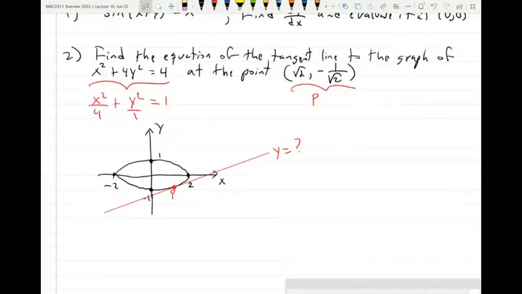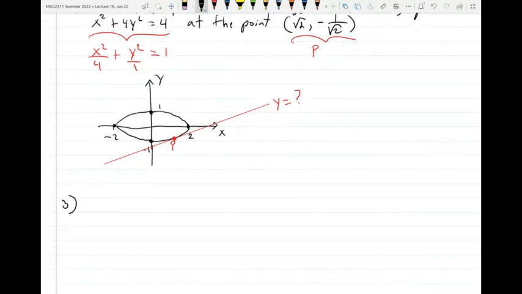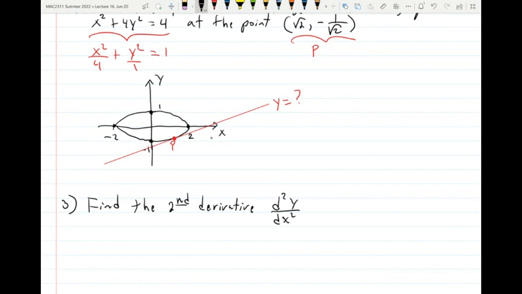Okay, so that was that example that I want you to do. And then let's do this one. Find the second derivative. For the notation, that's d squared y dx squared, which is just y double prime, for a circle. So for x squared plus y squared equals 25.